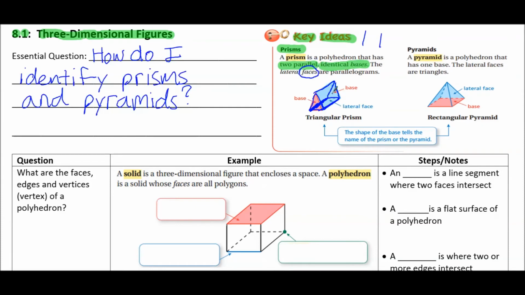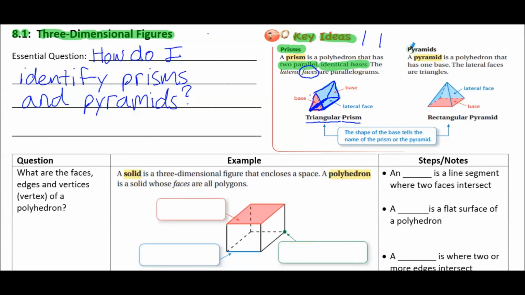Okay, so those rectangles are what we call faces. Faces are not the parallel and identical ones. The only parallel and identical ones are the triangles. The shape on this three-dimensional figure that is parallel and identical is going to be the first word in the name, triangular, because the triangles are parallel and identical. And if there are two parallel identical bases, then it's a prism. So this is a triangular prism.